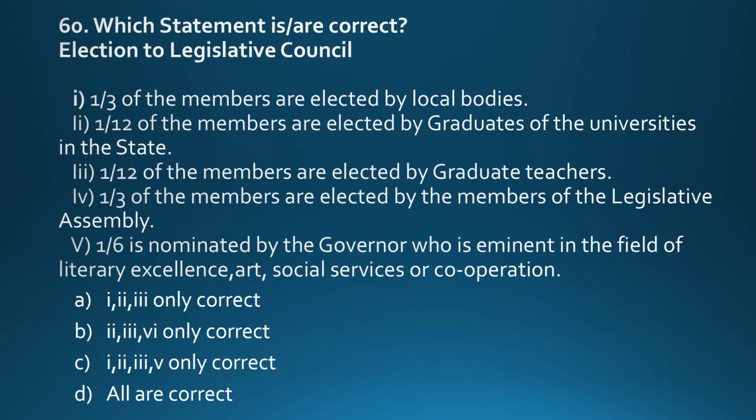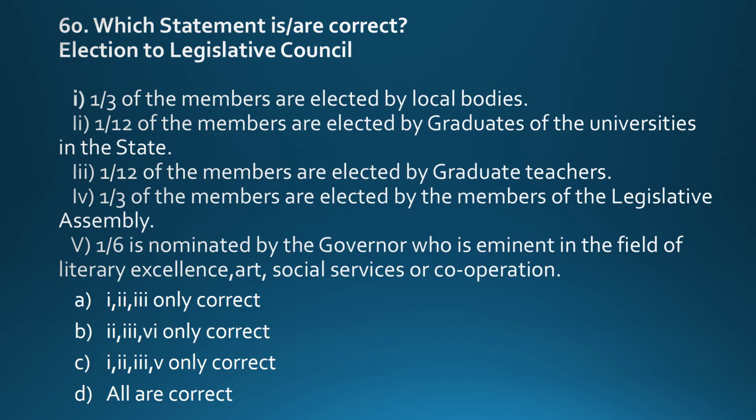Question number 60. Which statement is or are correct? Election to Legislative Council. 1. 1 by 3 of the members are elected by local bodies. 2. 1 by 12 of the members are elected by graduates of the universities in the state. 3. 1 by 12 of the members are elected by graduate teachers. 4. 1 by 3 of the members are elected by the members of the Legislative Assembly.